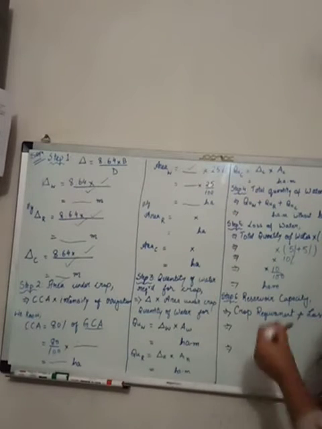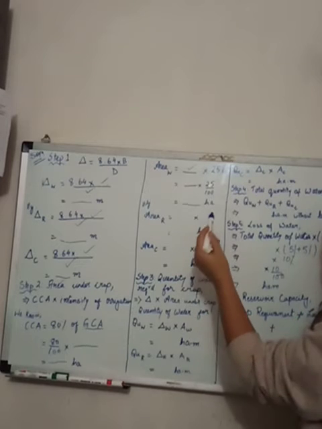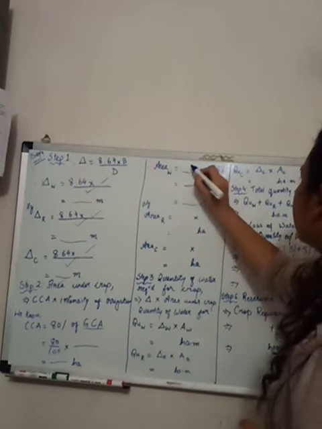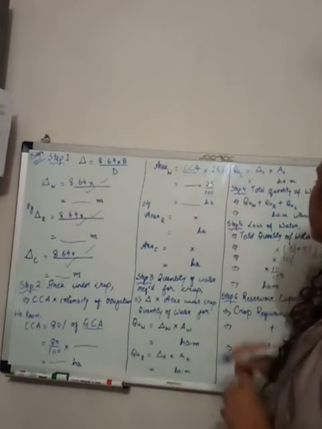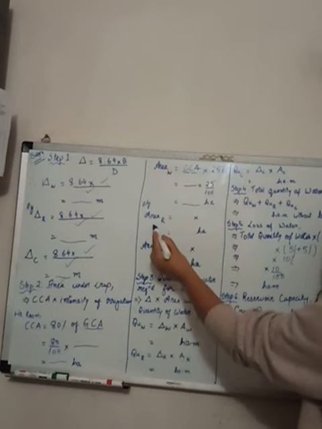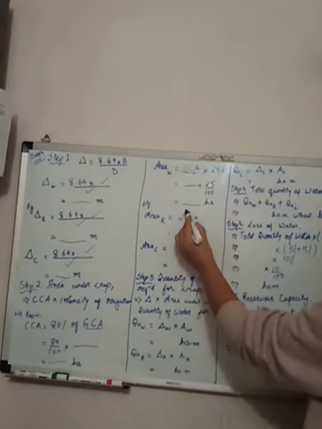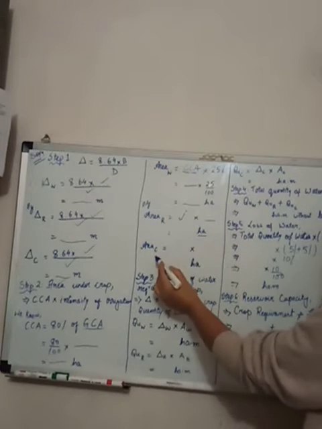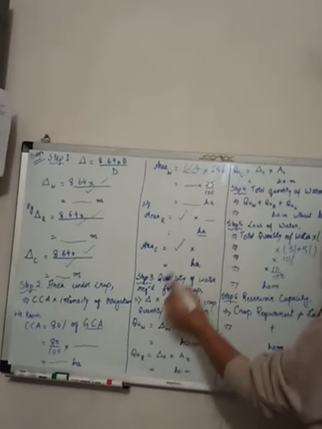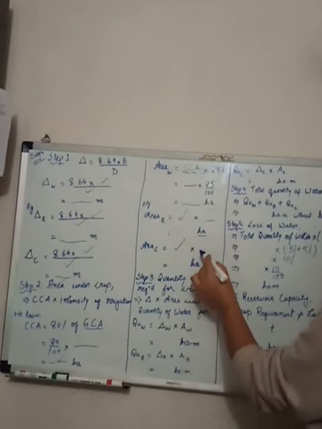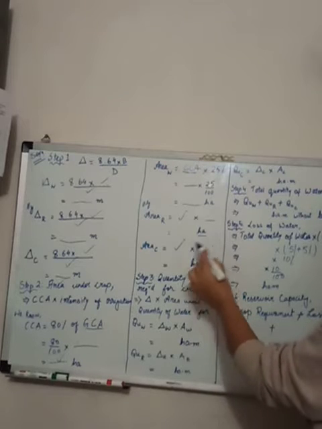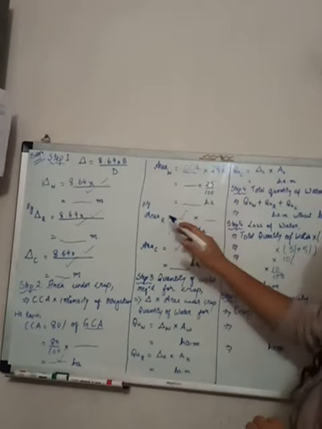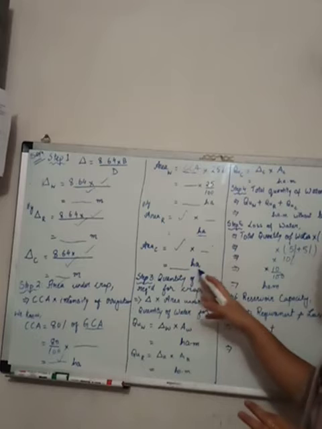Similarly, the area for rice will be CCA into whatever percentage is given in the question. You calculate; here will be the value of CCA. Similarly for rice, it will be the CCA into the percentage from the question, and you will get the area in hectares. For cotton, put the value of CCA here into the percentage given in the question. You calculate and you will get it in hectares. So the area for wheat, the area for rice and the area for cotton you have calculated.